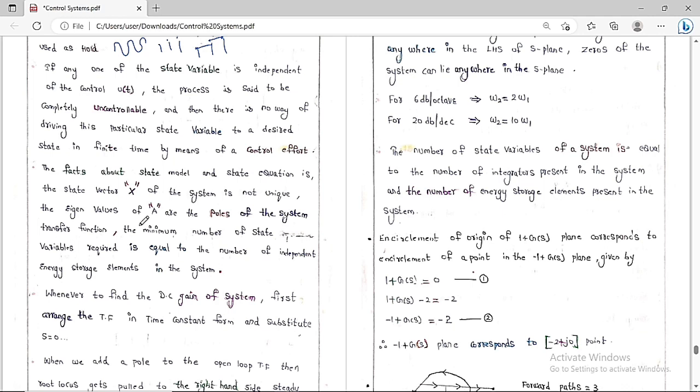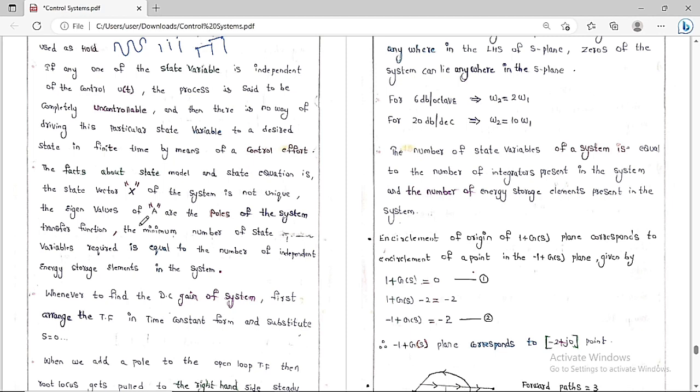So these facts you always have to keep in your mind. Finally, I can say some important facts regarding the state model as well as the state equation. The state equation is x dot is equal to Ax plus Bu, y is equal to Cx plus Du. Individually, both statements are called state equations, but if you combine both, it is called the state model. So the state vector x of the system is not unique. Similarly, the state model is also not unique.